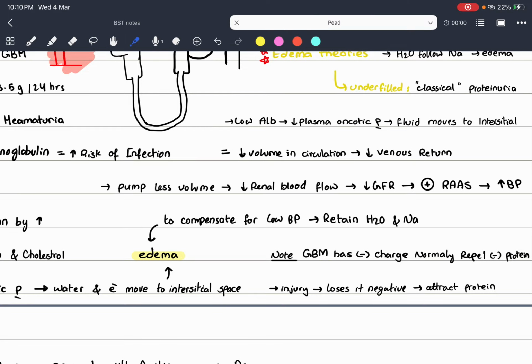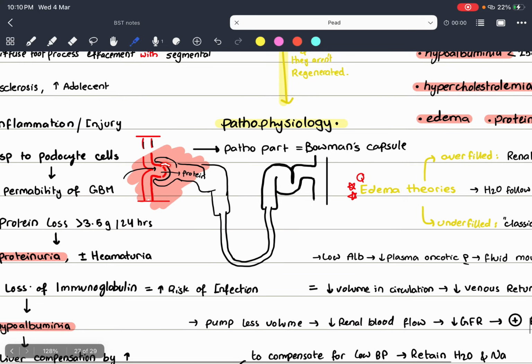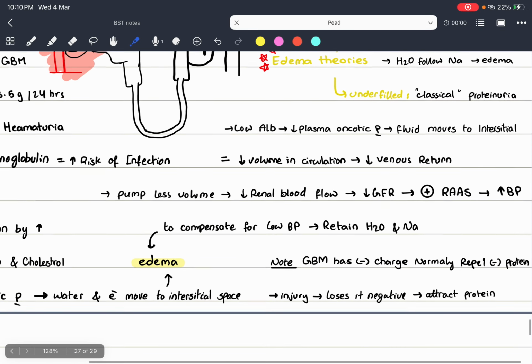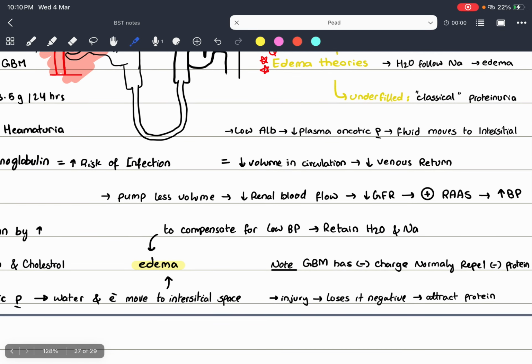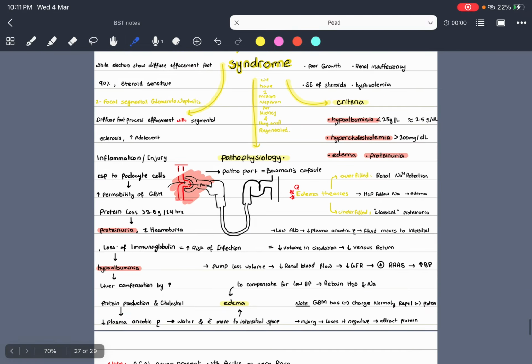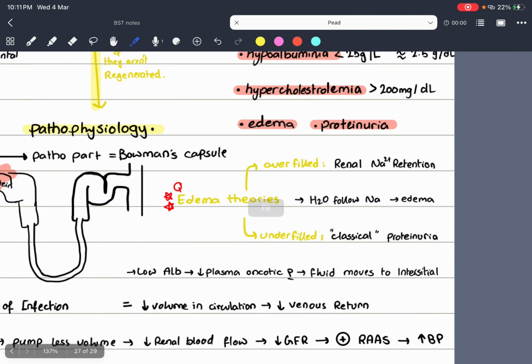A small note: the glomerular basement membrane has a negative charge. But when there's damage, it will lose its negativity. Because of this, it will be less negative, and the protein is negatively charged. So if this is losing its negativity, it's not becoming positive, but it's losing its negativity, so it will attract the negatively charged protein, and you will lose even more protein. This is the pathophysiology.